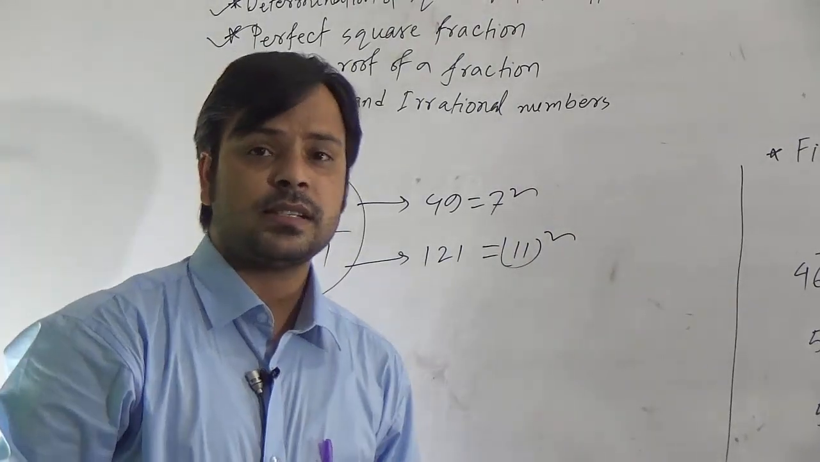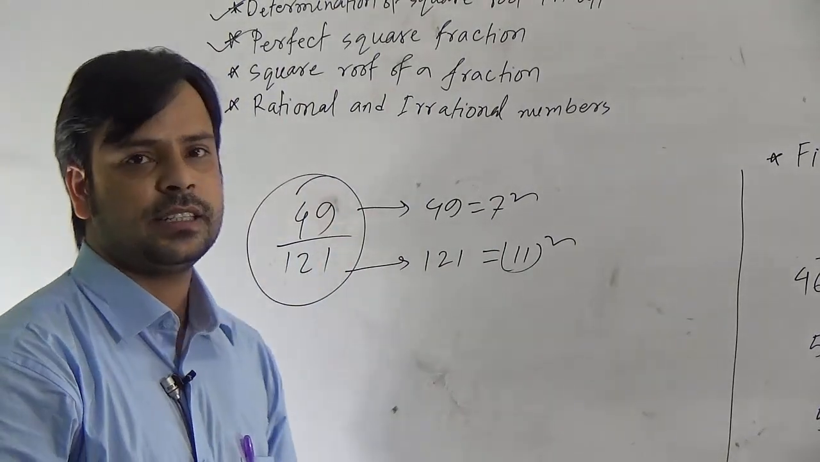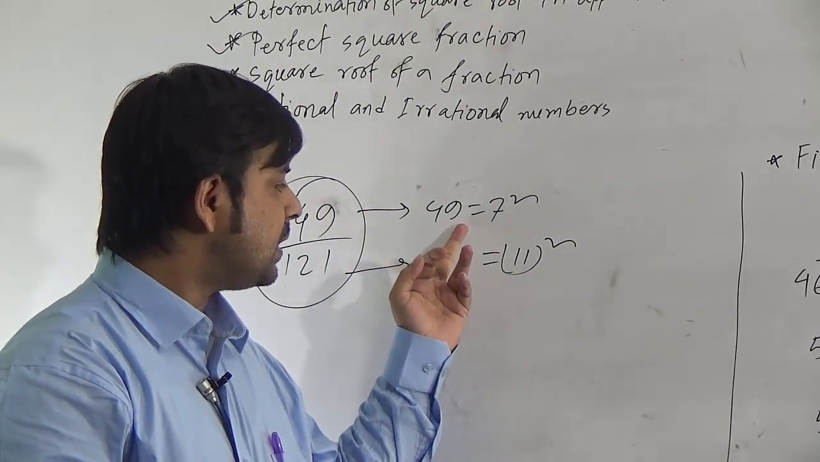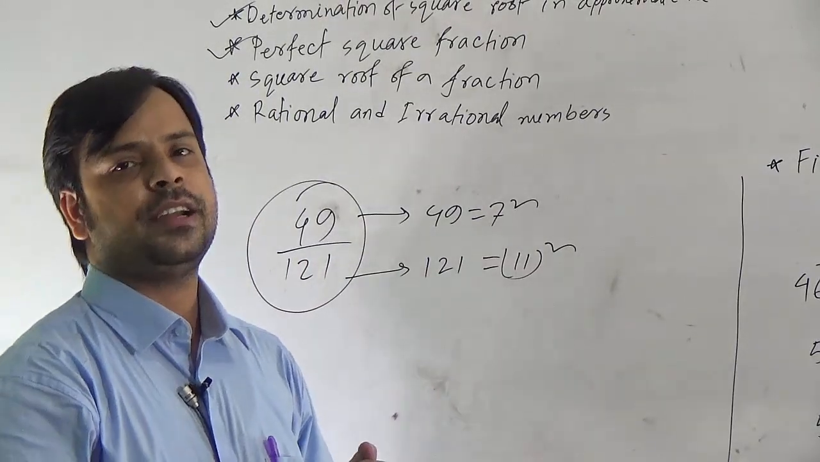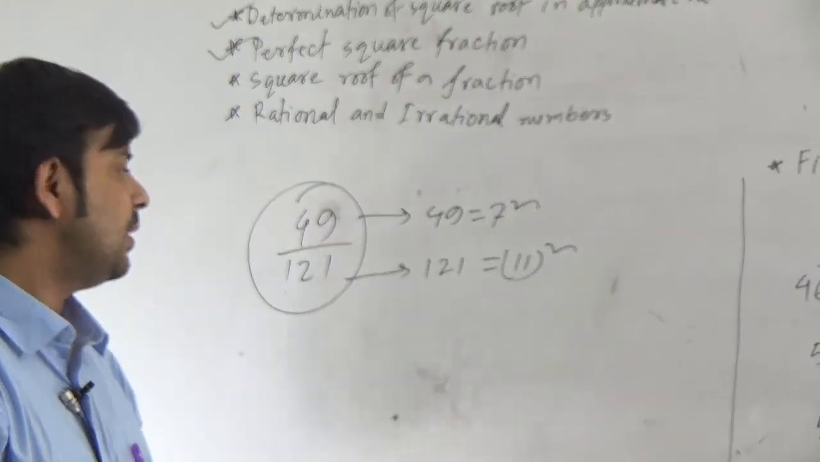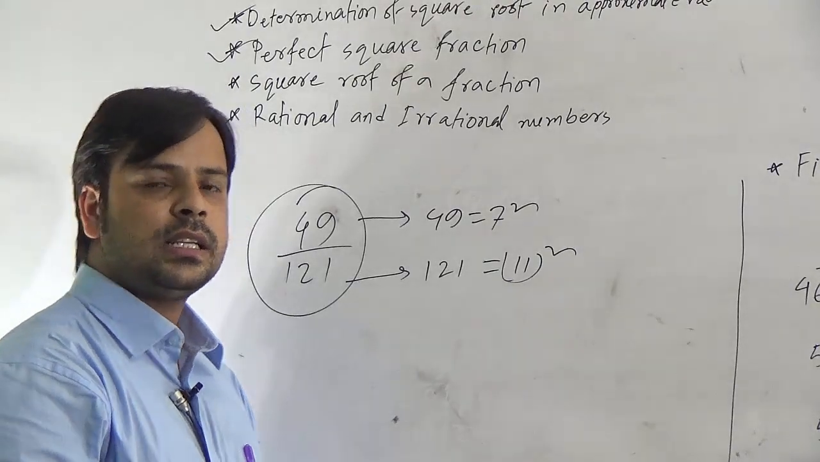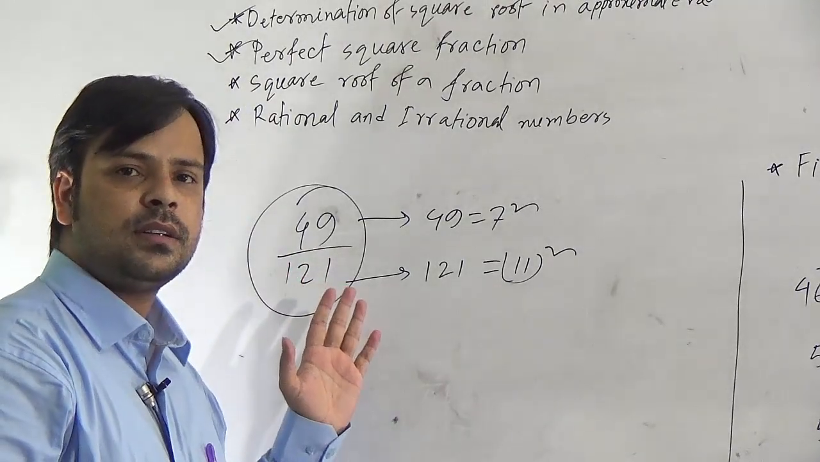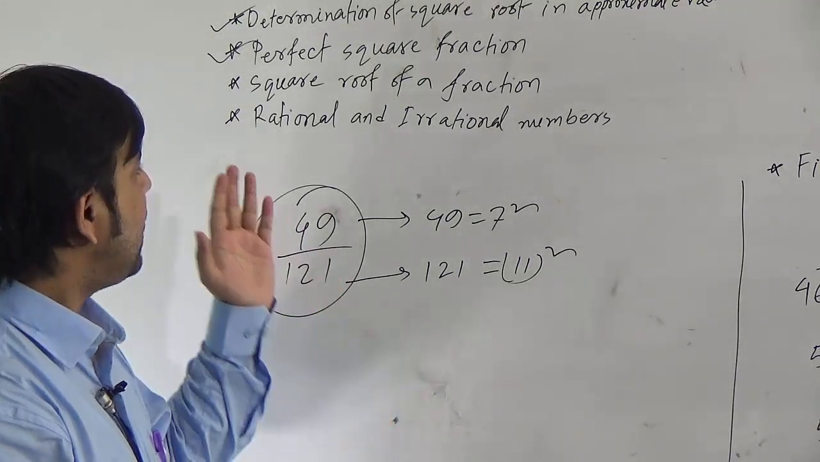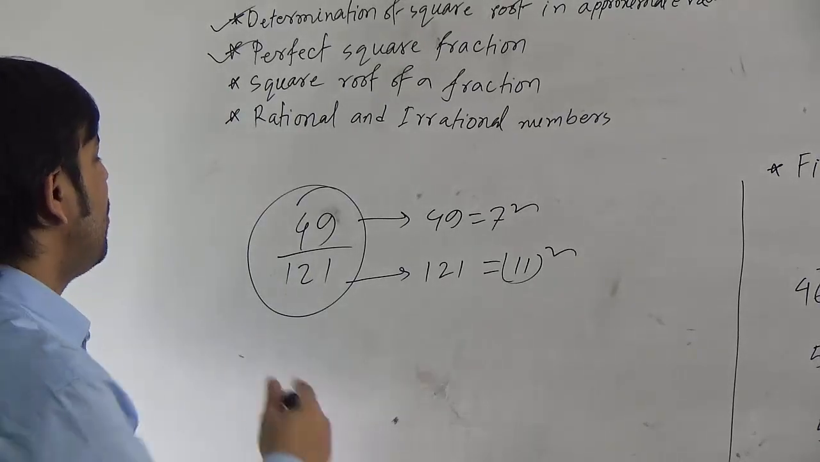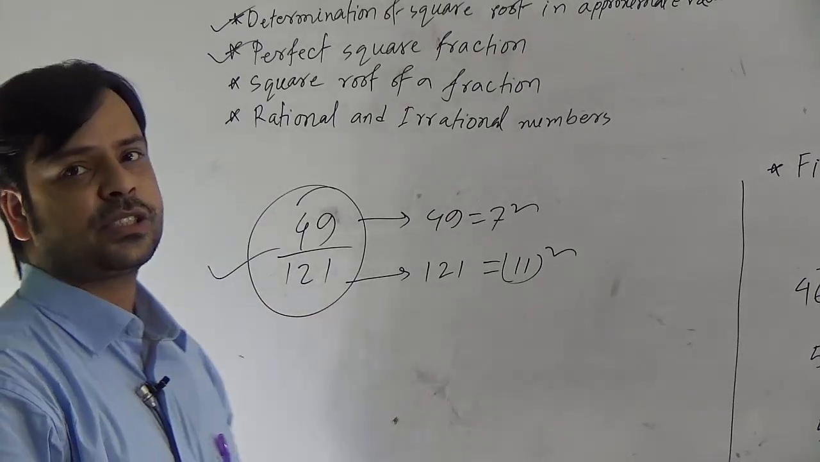You have to remember that a fraction is said to be a perfect square fraction if both the numerator and denominator are perfect square numbers. If both the numerator and denominator are perfect square numbers, then the fraction is known as a perfect square fraction. So, 49 by 121 is a perfect square fraction.